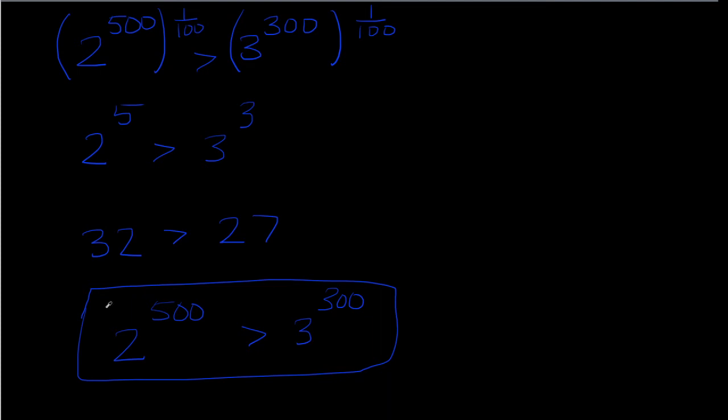Now let's take a look at a more challenging one. What if the exponents are not as nice? What if we have 2 to the 81st power and 3 to the 49th power? The key to this problem is to look at exponents that are near 81 and 49 that make the math work nicely. So let's consider 2 to the 80th.